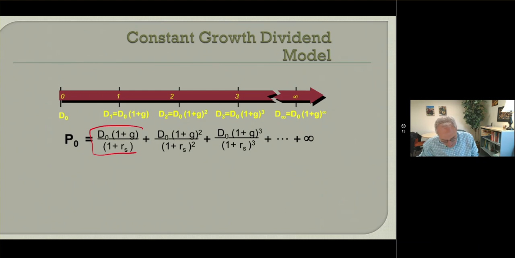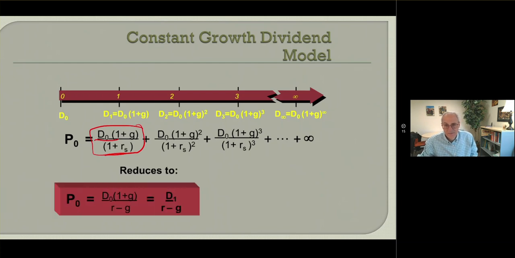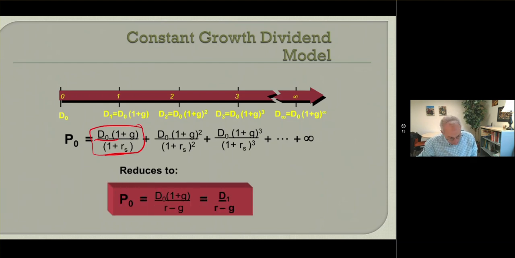There it is again. You're going to take the future dividend divided by 1 plus the rate of return. Once again, pretty complicated, but fortunately this all comes down to D1, the dividend 1 year from now, divided by R minus G, the rate of return minus the growth rate. And that's the main formula. So you can write that formula in there.